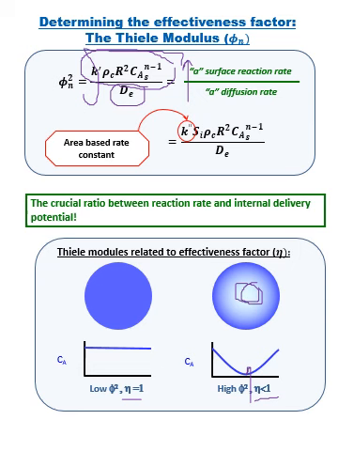Opposite is true if the diffusion is fast compared to that rate of reaction. Chances are good that my entire catalyst particle can be covered by the surface concentration before the reaction starts to take place to any noticeable extent. So a very low Thiele modulus implies that my effectiveness factor becomes equal to 1.